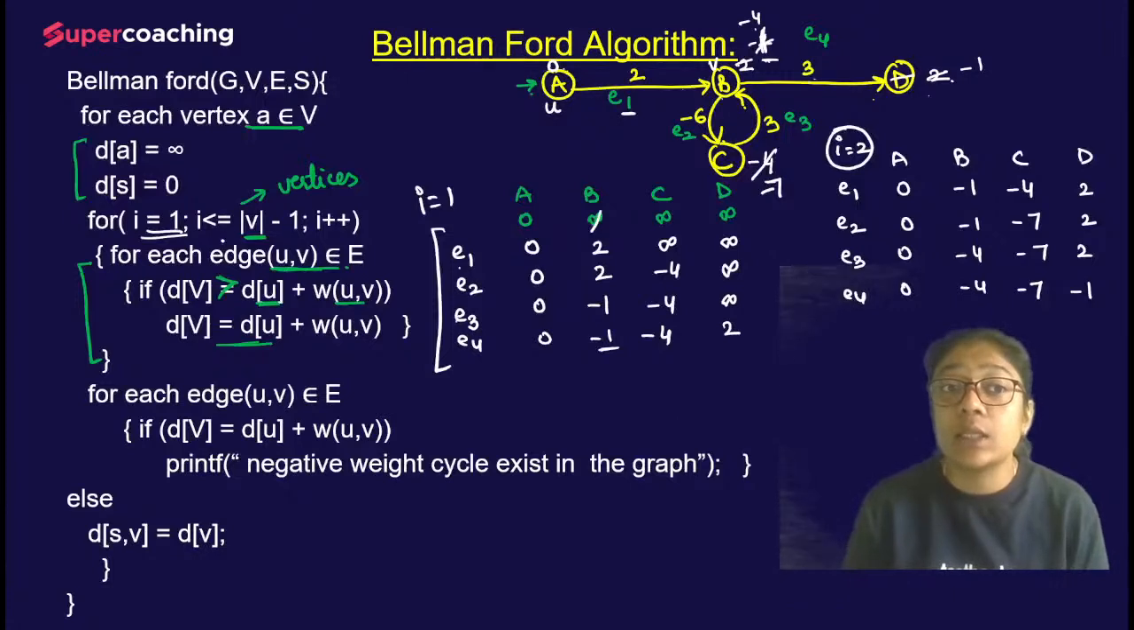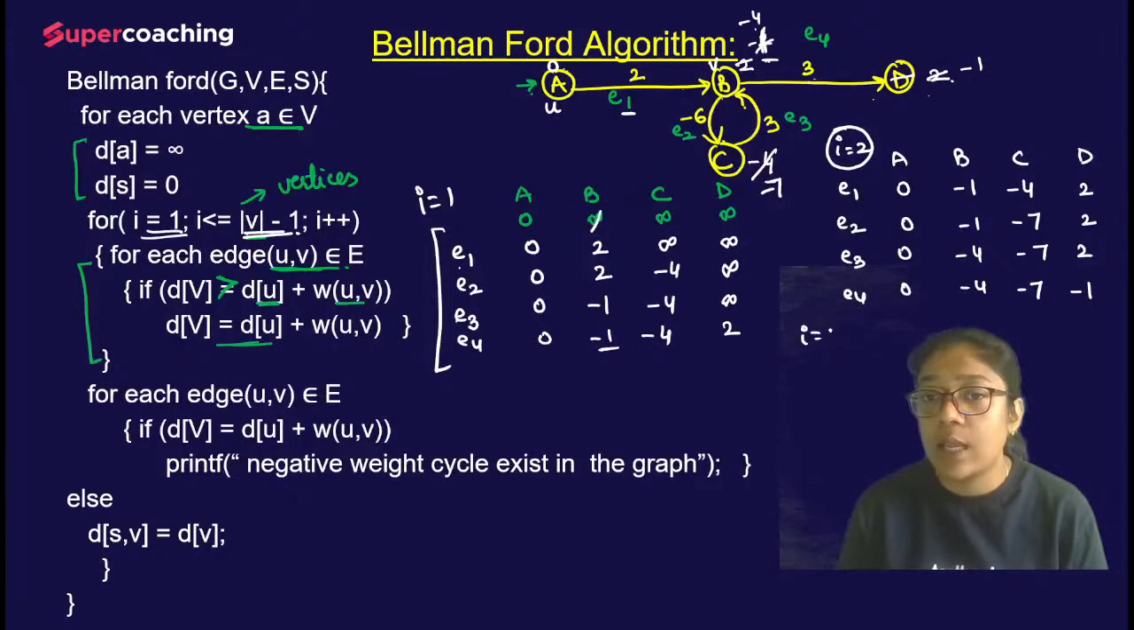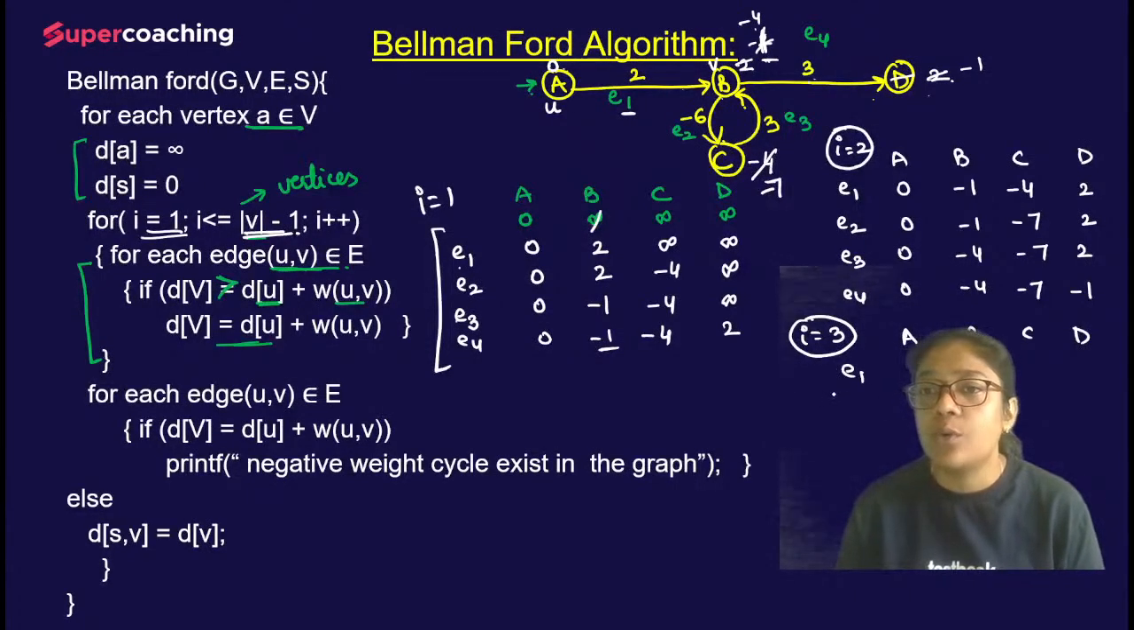Second iteration. कितनी बार execute करने? For V minus 1 times, 3 times. So now I'll be taking next iteration i is equal to 3. Let's see if again the values are getting updated. A, B, C, D. E1 कोई change नहीं कर रहा. 0 plus 2, obviously this is smaller than the negative value. So it's not going to change it. Here we are going to get the values as 0, -4, -7 and -1.